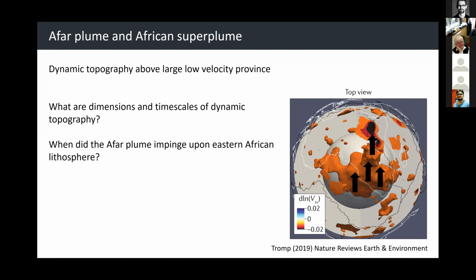So in this talk, we're going to answer the following questions. What are the dimensions and timescales of dynamic topography of the Afar plume? And how does this relate to the opening of the East African Rift?